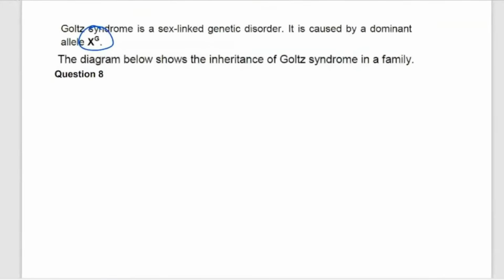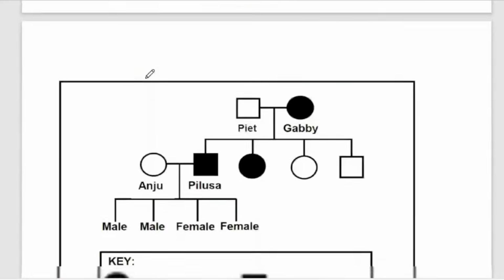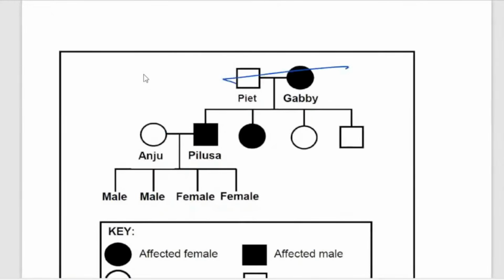But now, the problem comes in when it is caused by a dominant allele. Okay, let's look at it. When it's caused by a dominant allele, whether the syndrome is sex linked, they have talked about it, but it's caused by a dominant allele. The diagram below shows this syndrome in the family. How many generations are there? There are 3. 1, 2, 3. How many females are in this family? Females: 1, 2, 3, 4, 5.